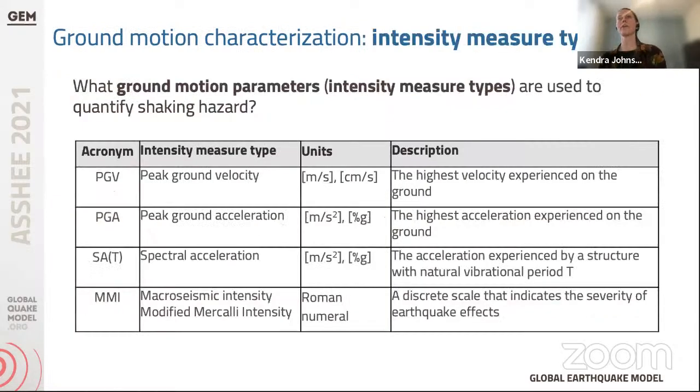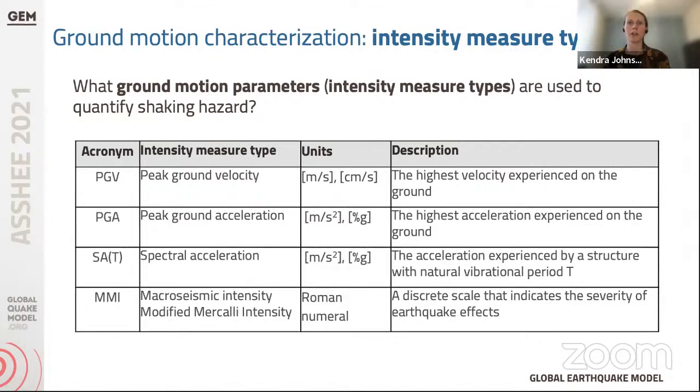So what am I referring to with these ground motion parameters and intensity measuring types? I've listed here in this table a few of the common IMTs that are used in seismic hazard analysis. The top two are peak ground velocity and peak ground acceleration. You'll notice the word peak, and this is used because in seismic hazard, we're looking only at the highest value that occurred rather than something like the duration or the full waveform.